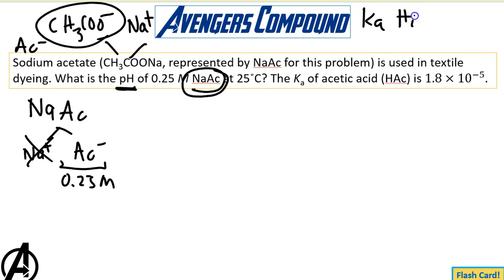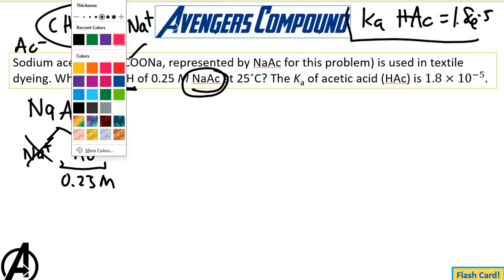Then they gave us the Ka value of the weak acid itself. So they gave us the Ka value of acetic acid. And they said that's 1.8 times 10 to the negative 5. And so wait a minute, I have to ask myself, they gave me a weak acid Ka. They give me sodium acetate, which I know can dissociate into a conjugate base. Conjugate base of what, folks? The conjugate base of the weak acid that's given.